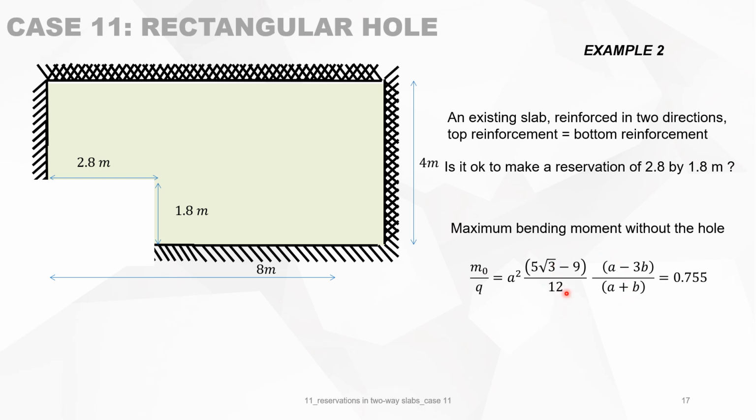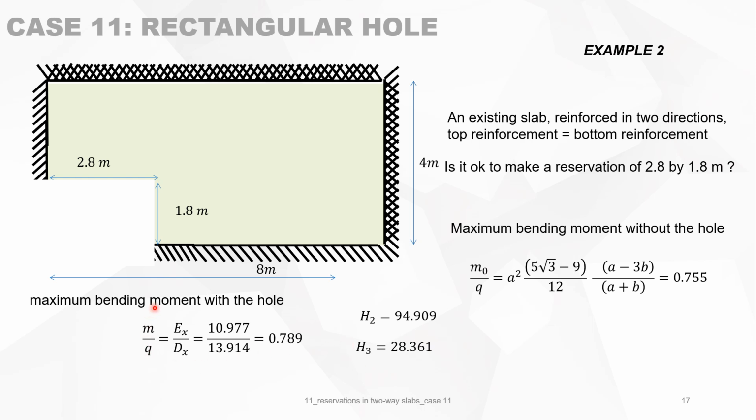When we calculate this, we find 0.755. The maximum bending moment with the hole, we can also calculate as m divided by q, and you arrive at a formula which is only dependent on the geometric properties. We calculate h2, h3, and we can calculate m over q, which is 0.789. So we see that now the bearing capacity is 96%. By making this reservation, we will have a small loss in bearing capacity of only 4%. So without knowing what the reinforcement is, we can decide if this reservation can be made, yes or no.